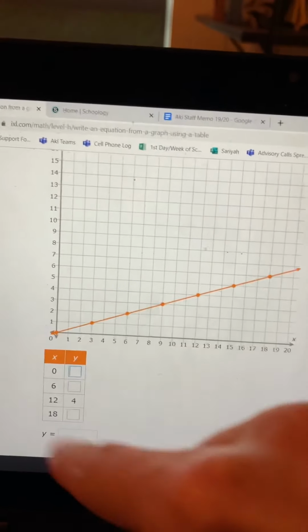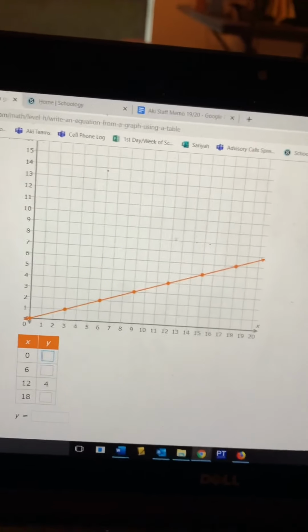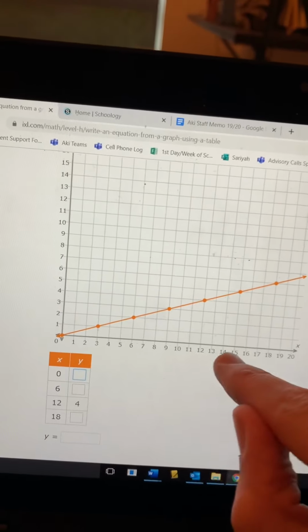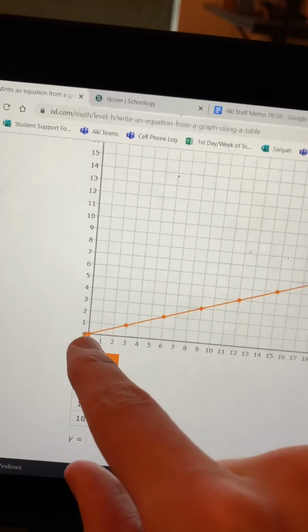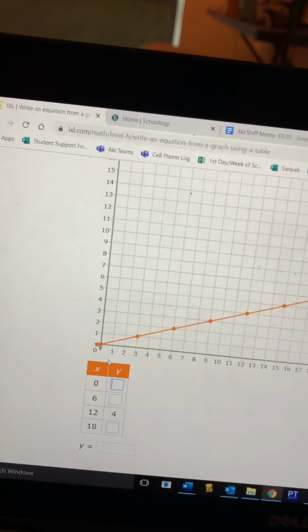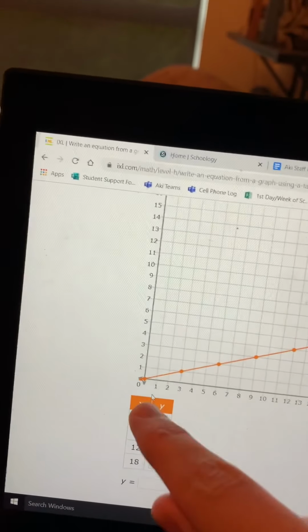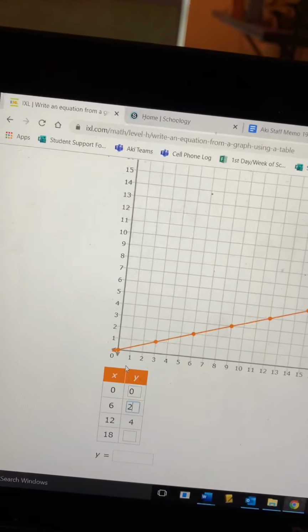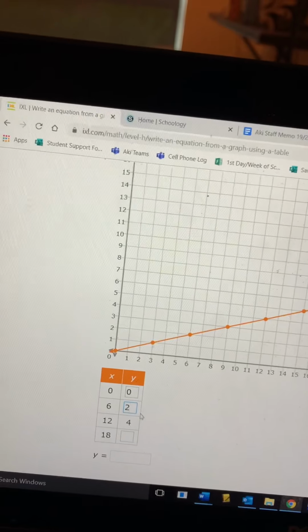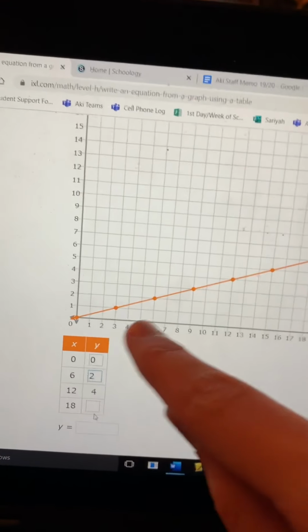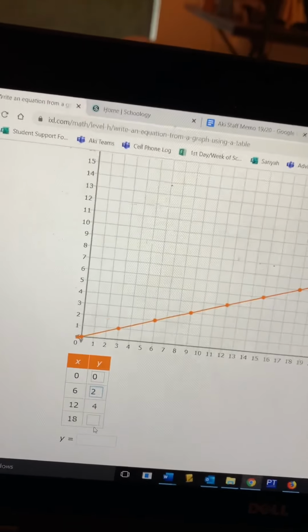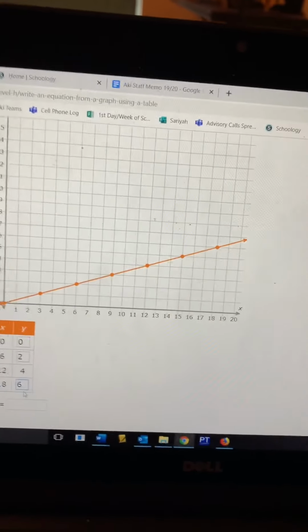Use this graph to fill out a table and then use the table to write a two-variable equation. They give you one value from the table, 12, 4. So over 12 up 4. What about 0? So when X is 0, it's through the origin, so Y is also 0. What about 6? Over to 6 up to 2. So that means it's 6 and then 2 for the Y coordinate. And then 18 is the last one. Over to 18 up to 6. Oh, whoops, typed that in the wrong box. So now I've filled out the table.